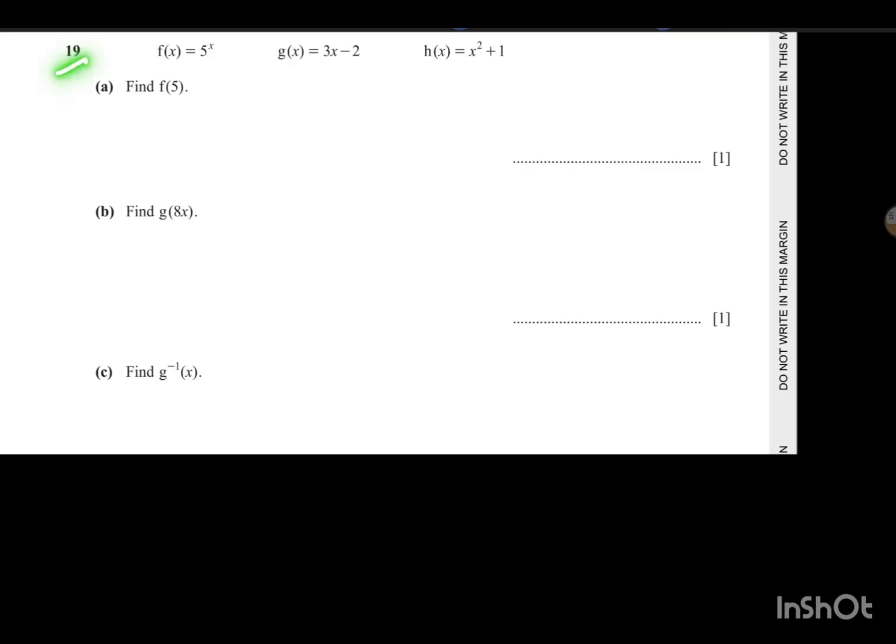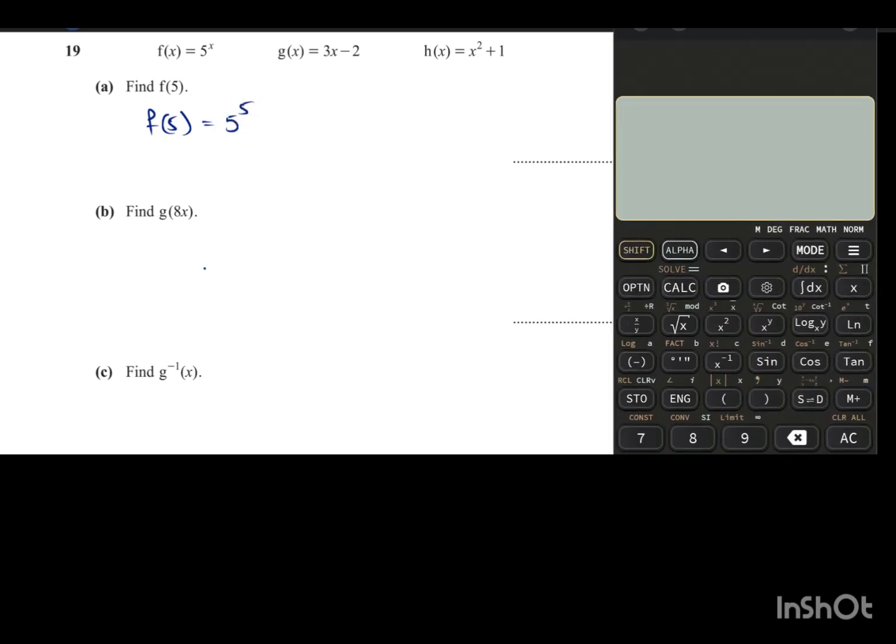Question number 19. F of x is equal to 5 raised to x. G of x is equal to 3x minus 2. H of x is equal to x square plus 1. Question A, find the function f of x as f of 5. So f of 5 will be 5 raised to 5.